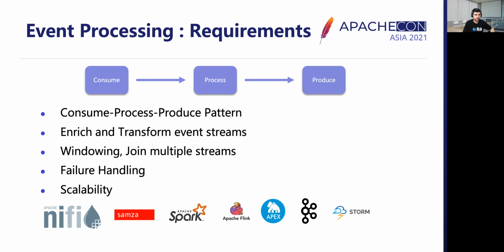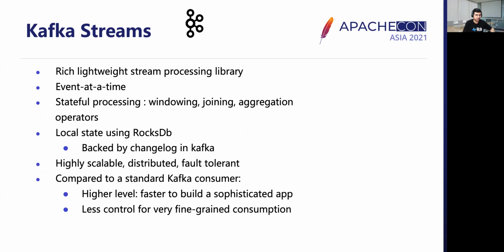There are many solutions out there which support event processing, such as Apache NiFi, Apache Samza, Apache Spark, Flink, Apex, Kafka Streams, and Storm. Today in this talk, I'm going to pick Kafka Streams, which is a rich, lightweight event stream processing library. In Kafka Streams, each event is processed one at a time. Kafka Streams supports both simple stateless processing as well as complex stateful operations. Complex stateful operations involve time-based windowing, joins, or aggregations.